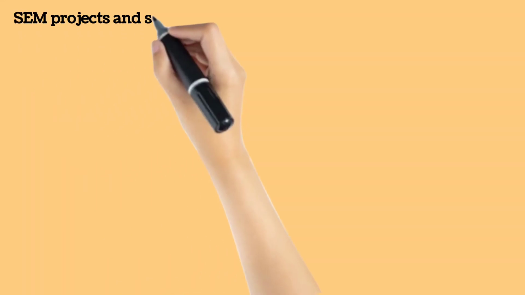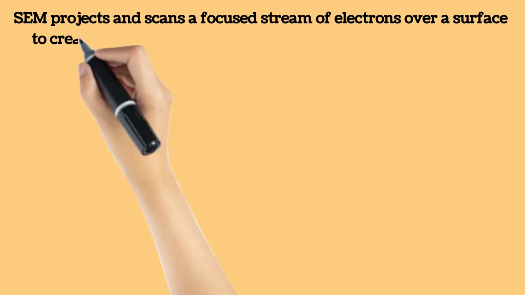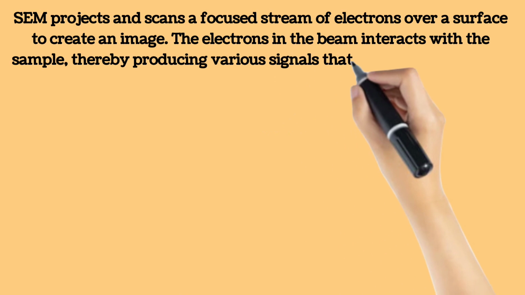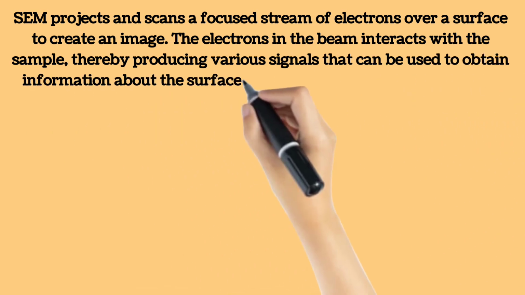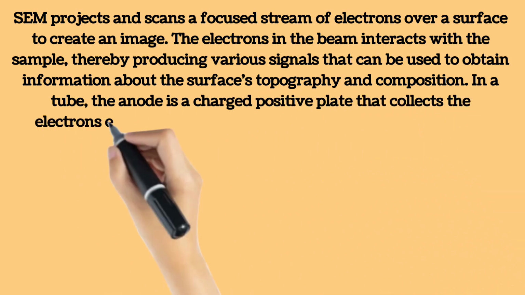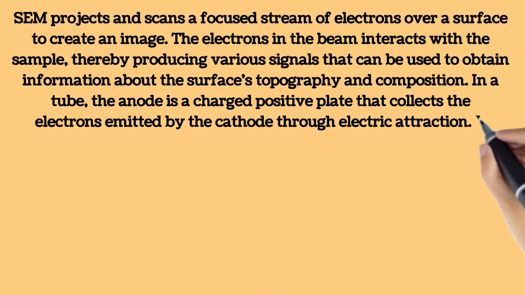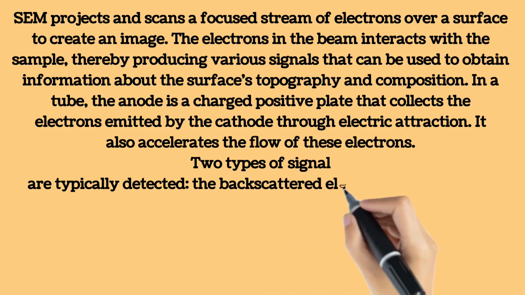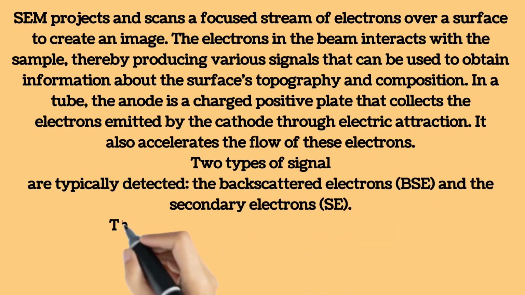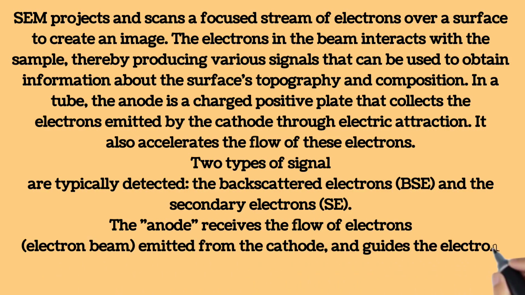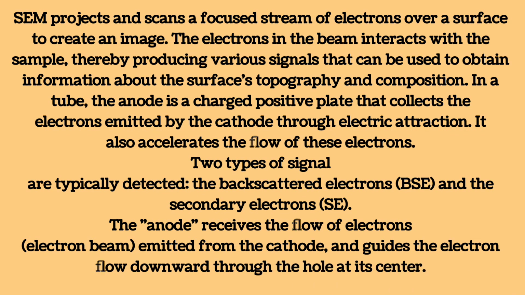A scanning electron microscope (SEM) projects and scans a focused stream of electrons over a surface to create an image. The electrons in the beam interact with the sample, thereby producing various signals that can be used to obtain information about the surface's topography and composition. In a tube, the anode is a charged positive plate that collects the electrons emitted by the cathode through electric attraction. It also accelerates the flow of these electrons. In the case of a scanning electron microscope, two types of signal are typically detected: the backscattered electrons, BSE, and the secondary electrons, SE. The anode receives the flow of electrons, the electron beam emitted from the cathode, and guides the electron flow downward through the hole at its center.